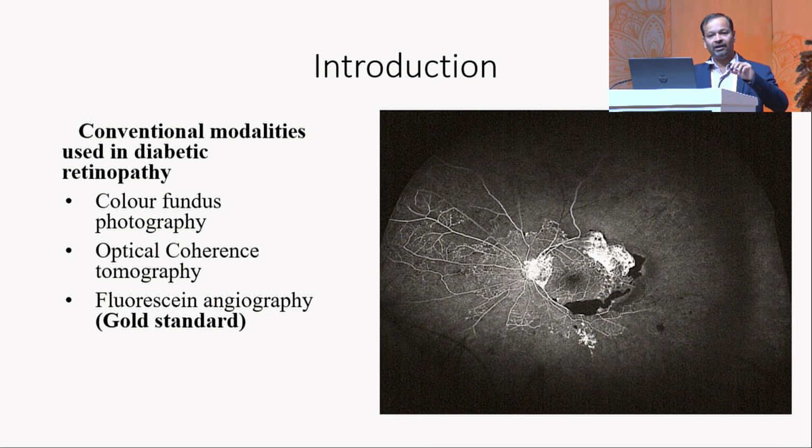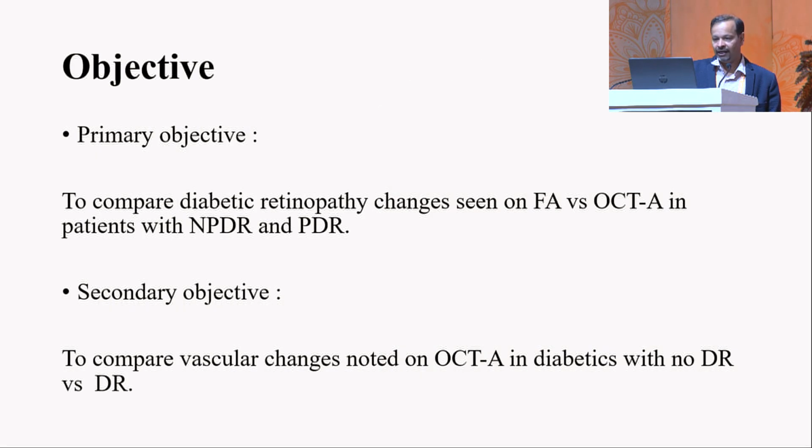Of late, for the past decade or so, we have been using ultra-wide field imaging, and again it has changed the way we look at diabetic retinopathy, because while it was considered a predominantly mid-peripheral disease, now with ultra-wide field angiography we know that diabetic retinopathy is not limited to the posterior pole, and it can extend to the periphery of the retina as well.